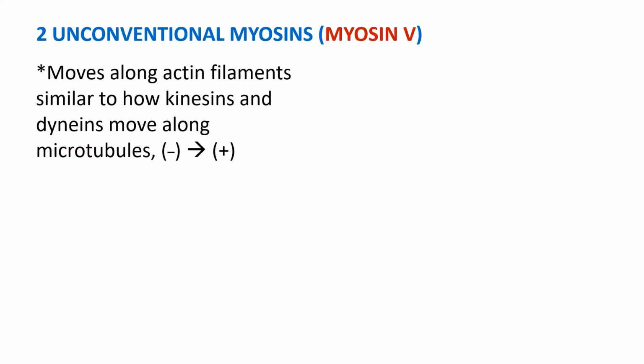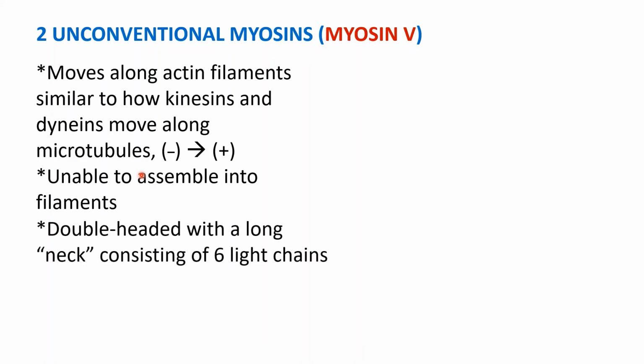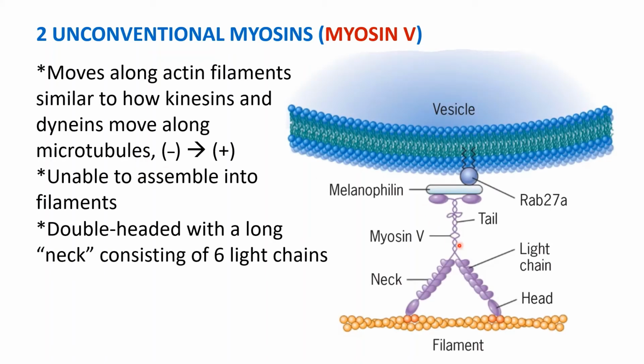And then we have myosin 5. This myosin is similar in function to kinesins and dyneins because they carry vesicles along, this time, actin filaments instead of microtubules. So they move in a minus to plus direction. They are unable to form filaments. They are double-headed with a neck consisting of 6 light chains, so fairly long, as you can see here. It looks like long legs.